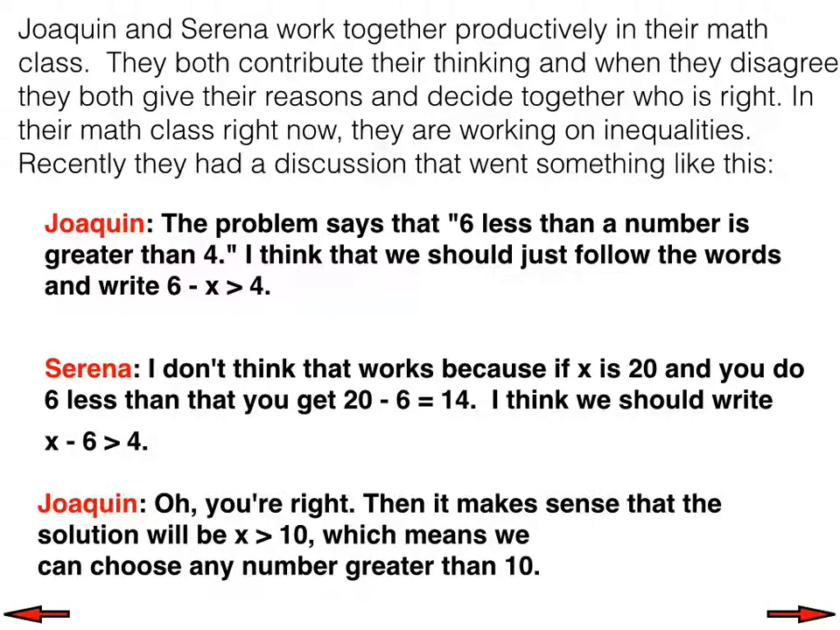So Joaquin says that 6 less than a number is greater than 4. And I gave you some problems like that, I think 2 days ago in the homework. I think that we should follow the words and write 6 minus x is greater than 4. Serena then says, I don't think that works because if x is 20 and you do 6 less than that, you get 20 minus 6, which equals 14. I think we should write x minus 6 is greater than 4. Joaquin follows that up with, oh, you're right. Then it makes sense that the solution should be x is greater than 10, which means we can choose any number greater than 10.